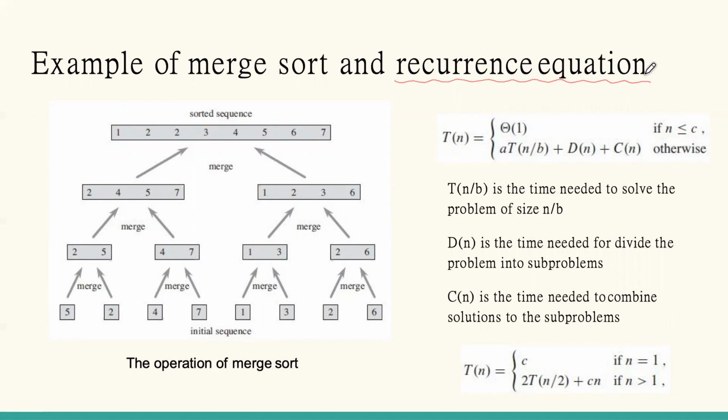But once we have a recursion equation and a recurrence tree, then we can use that information to calculate our runtime. So say we have a list like this, 5247136, and what we would like to do is run the merge sort algorithm on this list. So obviously the first thing we will do is divide the list into two, the first half and second half.